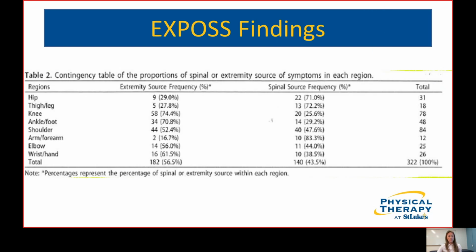So what they found in looking at regions: they looked at isolated extremity symptoms in the hip, symptoms that are just in the thigh, symptoms just in the knee, symptoms just in the ankle or the foot. Again, isolated to just the shoulder, forearm, elbow, either lateral or medial, and at the wrist and the hand. What they found was that of these patients who were referred with isolated extremity symptoms, about 43.5% had symptoms of spinal origin. They were able to correlate all or a majority of their symptoms to the spine.